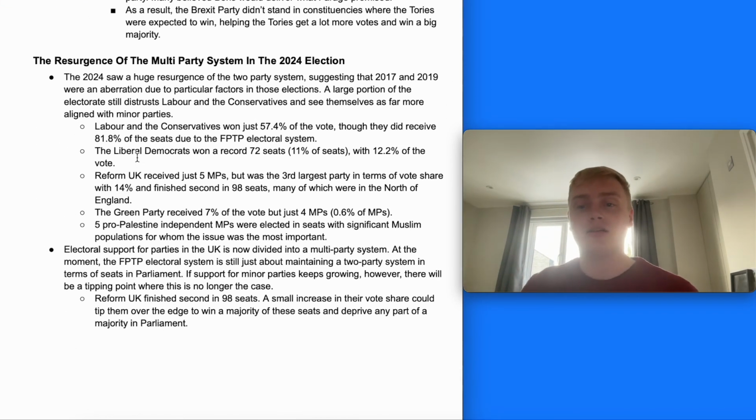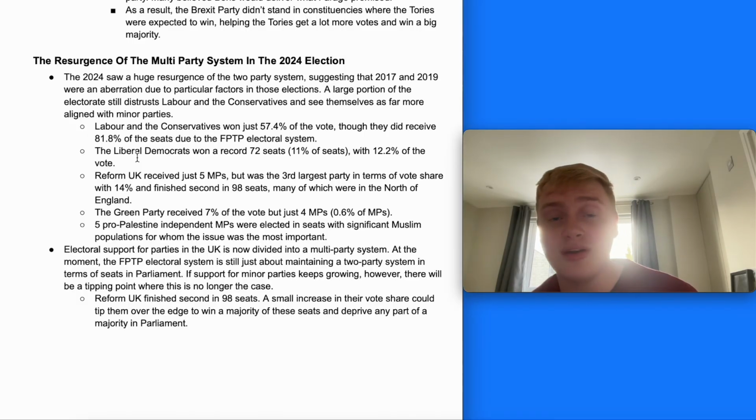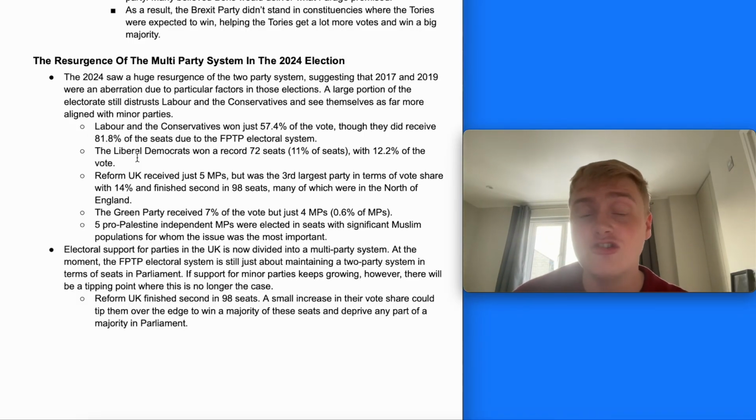When we now look then at the 2024 election and resurgence of the two-party system, it kind of suggests that 2017 and 2019 were aberrations due to particular factors in those elections, and a large portion of the electorate still distrust Labour and the Conservatives and see themselves as far more aligned with one of the minor parties. See, as I've already gone through, Labour won just 57.4% of the vote, massively decreased from 2019 or 2017. So though they did, of course, due to first past the post, win a much bigger share of the seats.